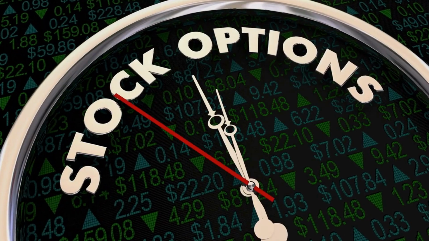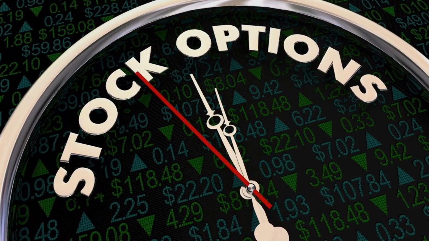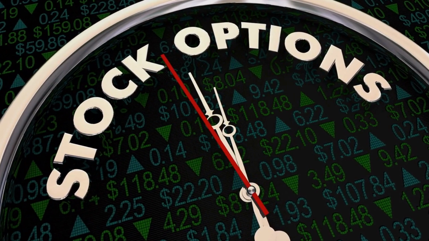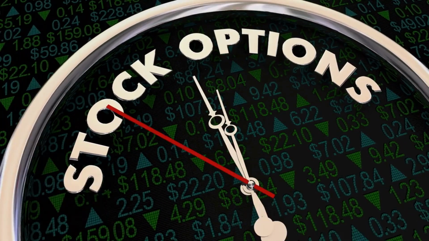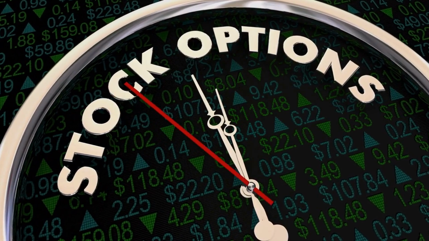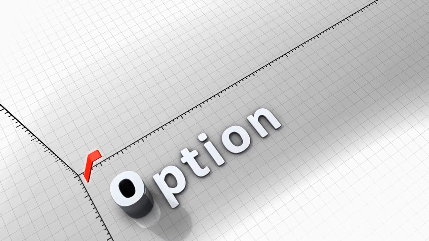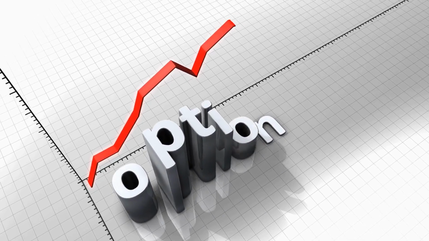Stock options are financial instruments that give the holder the right, but not the obligation, to buy or sell a specific number of shares of a stock at a predetermined price within a certain time frame. There are two types of stock options: call options and put options.